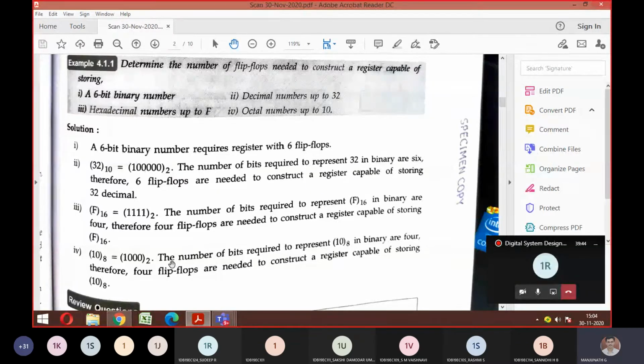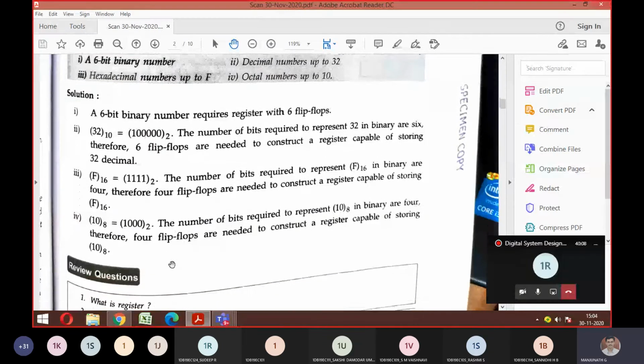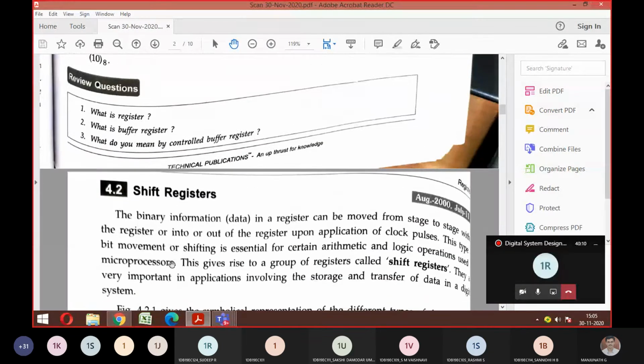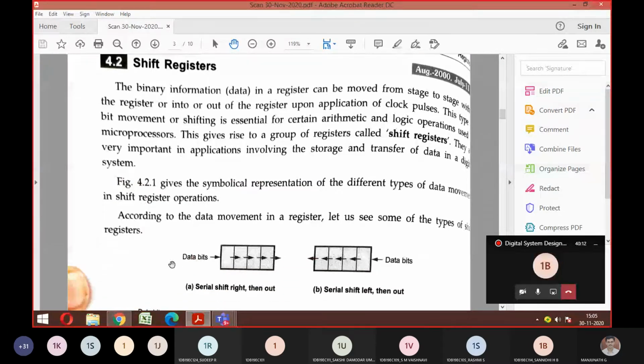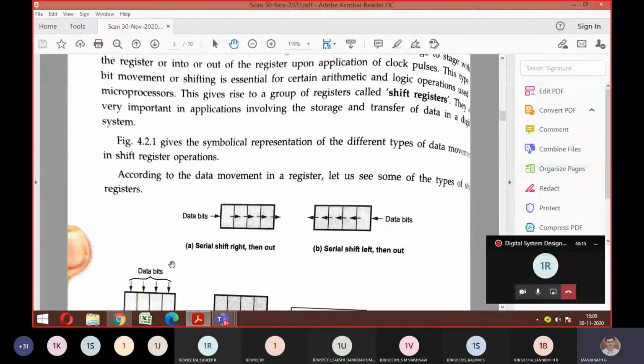Any doubts with this type of question, to find the number of flip-flops needed to construct a register for storing capacity? Whatever number they give, you just stick to the procedure. Just have a mindset of how to do conversion of decimal to binary, hexa to binary, and octa to binary. Should I proceed? Everyone, is it fine?